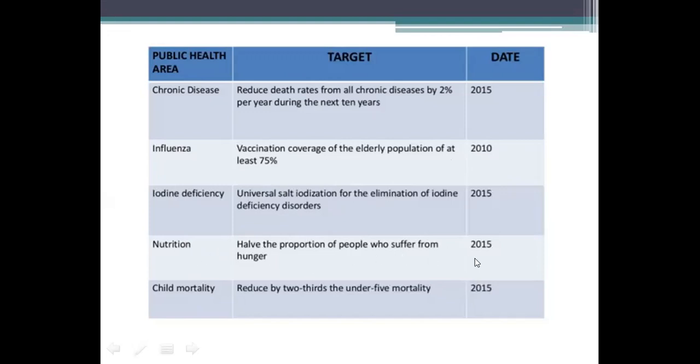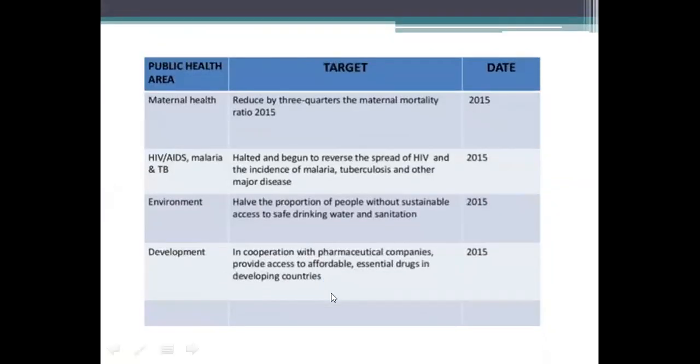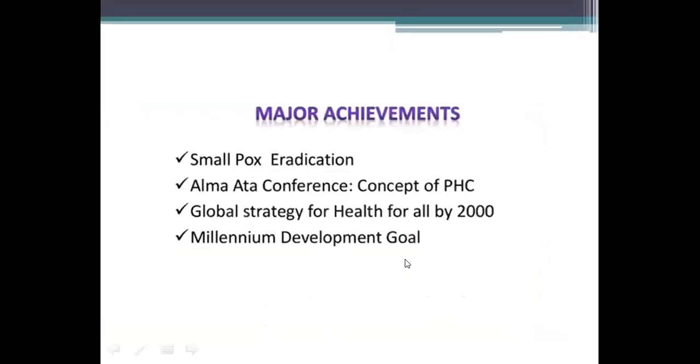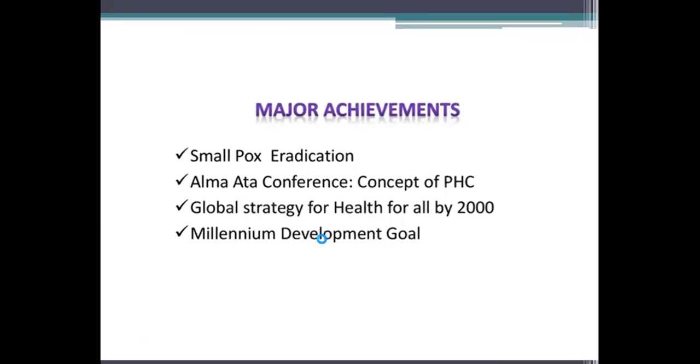nutrition, half the proportion of people who suffer from hunger in 2015, child mortality reduced by two-thirds under five, maternal health reduced by three-quarters, maternal morbidity reduced in 2015, targets on HIV, AIDS, malaria, TB in 2015, environment, the proportion of people without sustainable access to safe drinking water in 2015, development in cooperation with pharmaceutical companies in 2015. Major achievements of WHO include smallpox eradication, the Alma-Ata Conference, Global Strategy for Health for All by 2000, and the Millennium Development Goals.